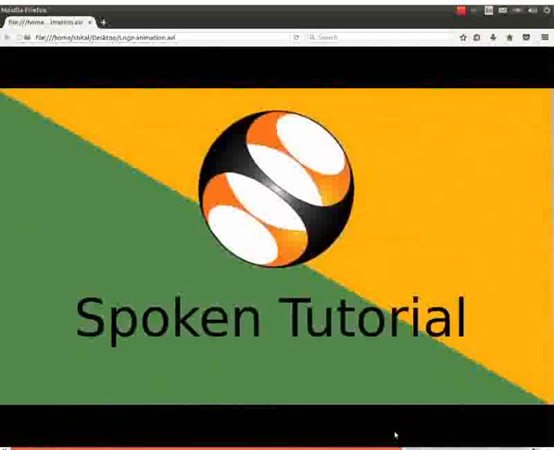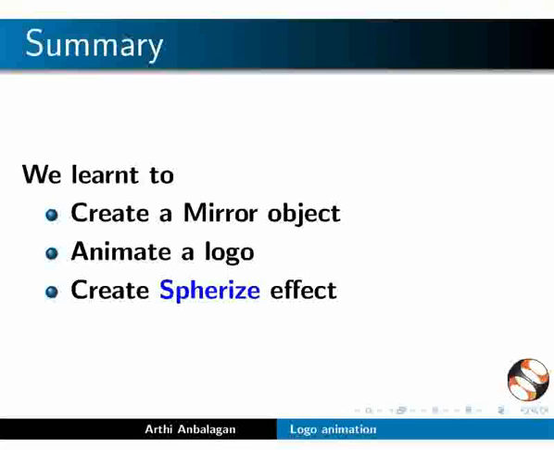With this, we can come to the end of this tutorial. Let us summarize. In this tutorial, we learned to create a mirror object, animate a logo, create a Spherize effect.